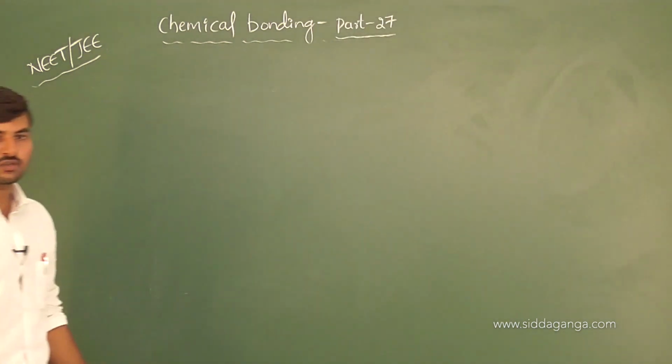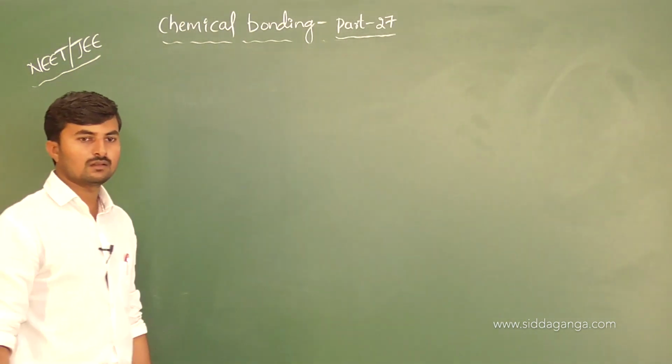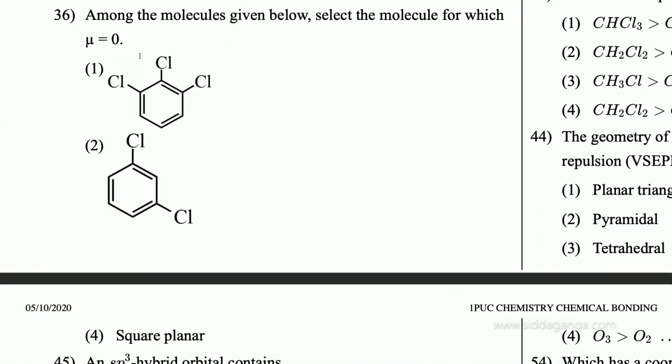Okay, so the next question, 36. Among the molecules given below, select the molecule for which mu, that means dipole moment, is equal to 0. They are asking which molecule will have zero dipole moment.